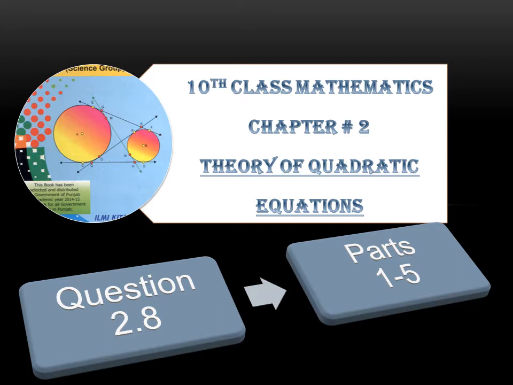Today we are going to start the new exercise, which is 2.8. I'll solve the first 5 parts in this lecture. This exercise is all about the questions involving English statements. We have to consider those given English statements and change them into mathematical form before doing the required calculations.